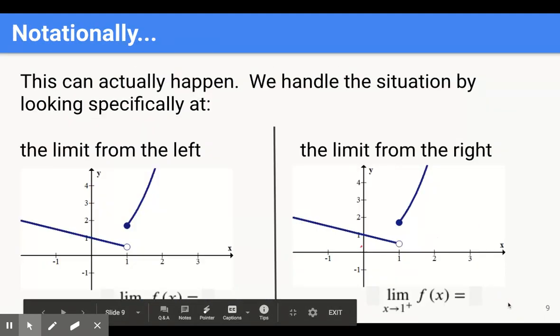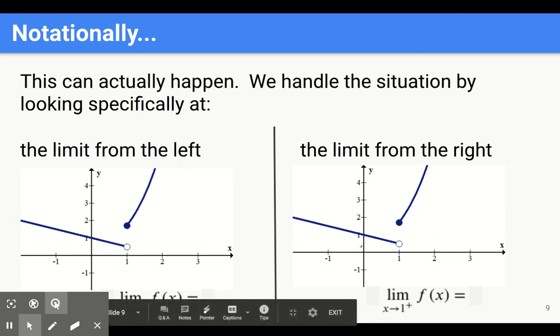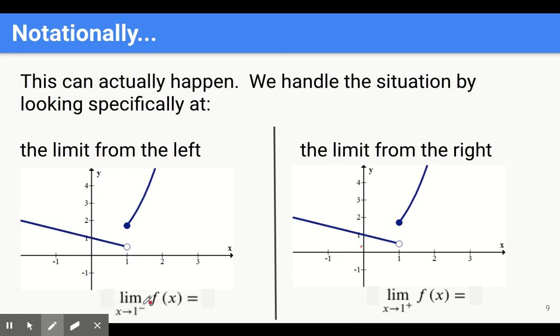This can actually happen. We handle the situation by looking specifically at the limit from the left and the limit from the right. And we have notation that is going to highlight that. So right here, if you notice, there is a little negative next to the 1. That implies we're coming from the values that are less than 1. And so this limit is 0.5.